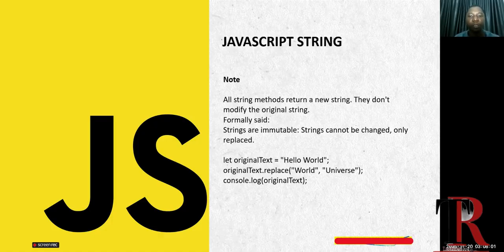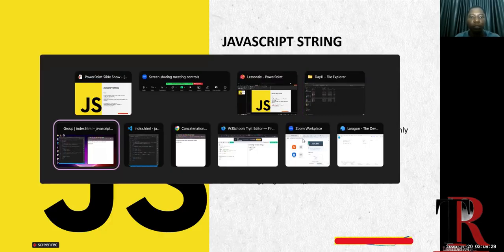So when you declare a string and you modify it, maybe using a method like replace, slice, or substring, they don't modify the original string, in the sense that what is actually stored in your memory is the original text, and it remains unchanged, only replaced when you update the value of that variable. Let me show you what that means quickly in the code editor.